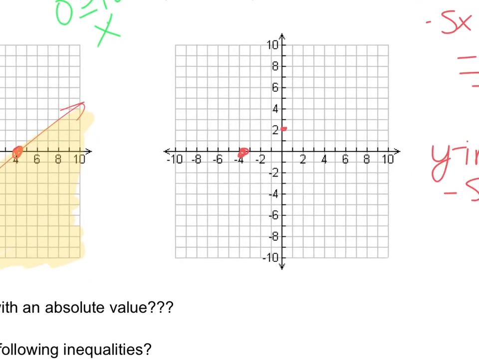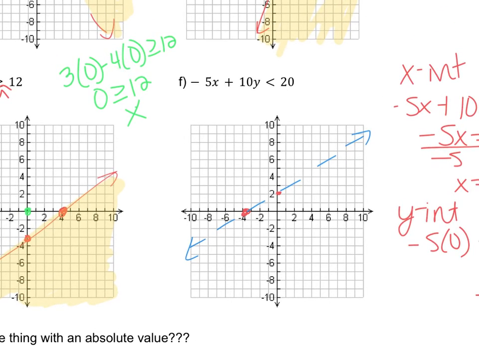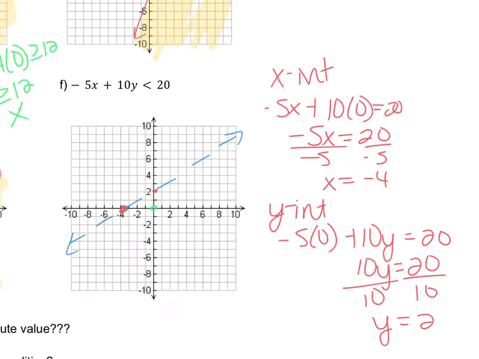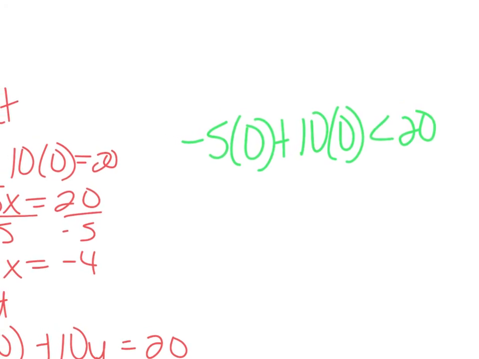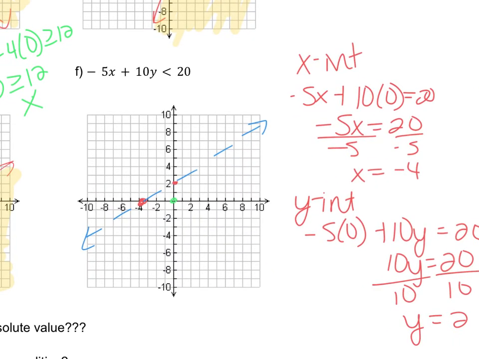This will be a dashed line. Okay, and then let's pick our test point, 0, 0. Let's do it over to the side. So is negative 5 times 0 plus 10 times 0 less than 20? So is 0 less than 20? Check, it is. So then that means we need to shade on that side.